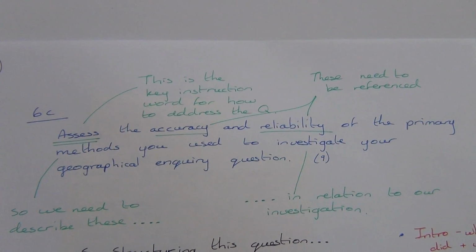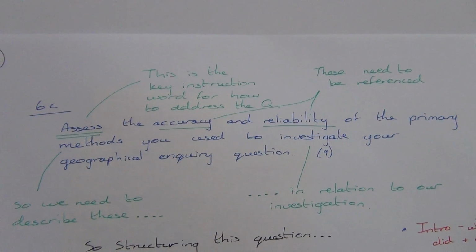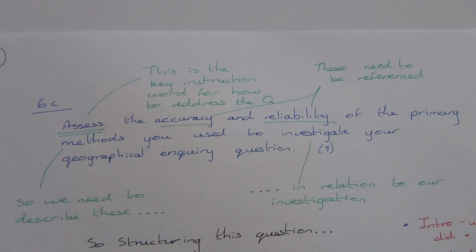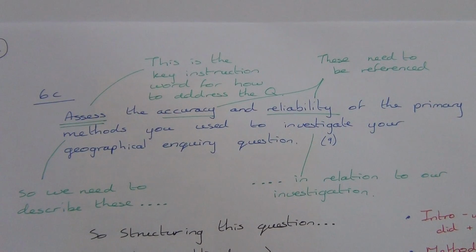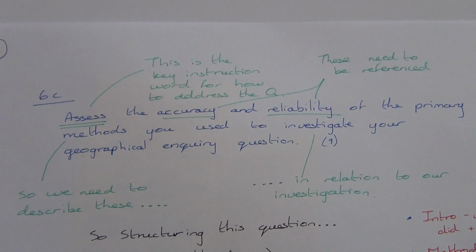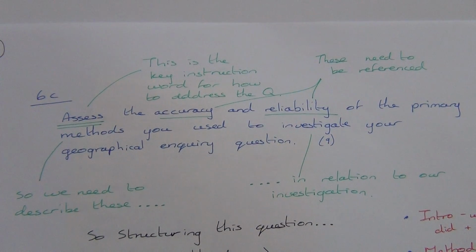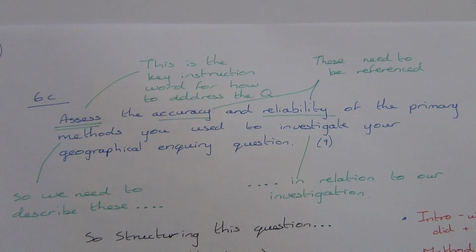Okay, so the first of the 9-mark questions on the paper was this one here. Assess the accuracy and reliability of the primary methods you use to investigate your geographical inquiry question. So we need to look at that word "assess", and we need to make sure that we know what that instruction word on the question means.